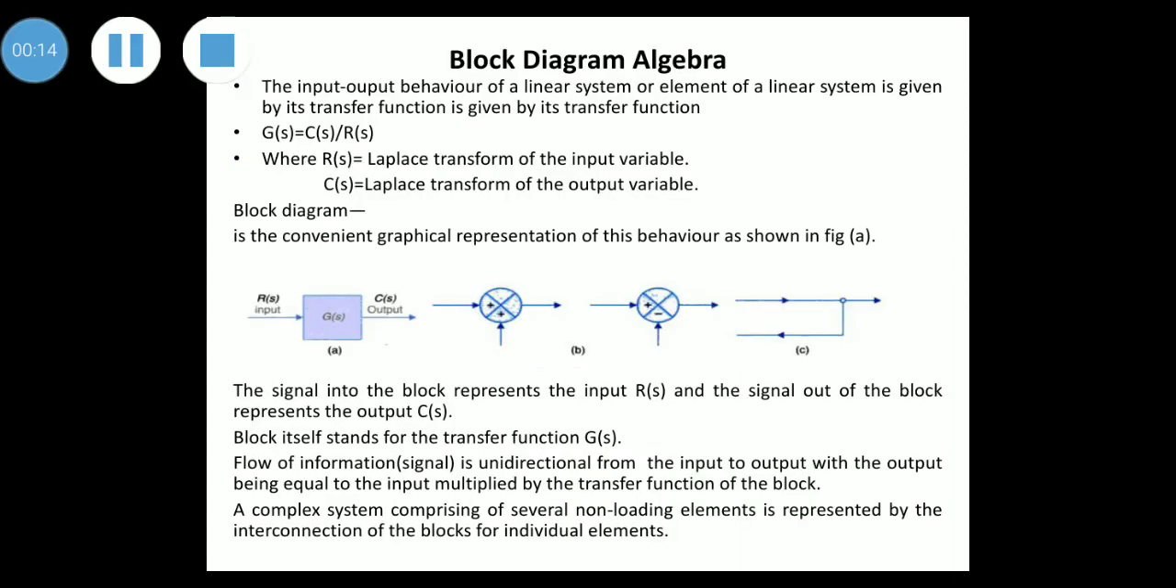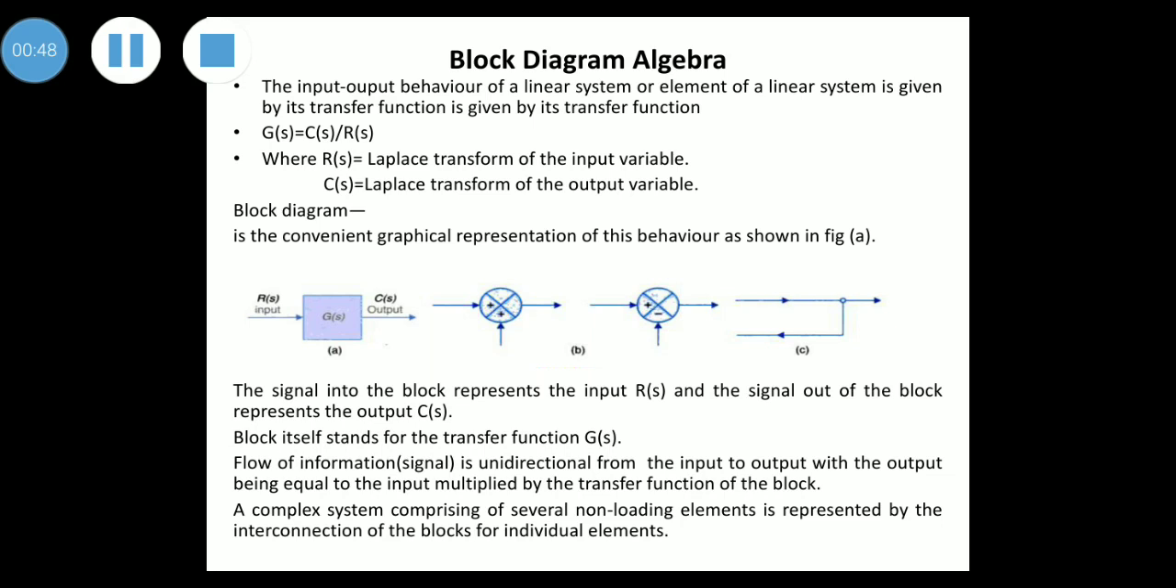Whatever is the input-output behavior of a linear system or element of a linear system is given by its transfer function G(s) = C(s)/R(s), where R(s) is the Laplace transformation of the input variable and C(s) is the Laplace transform of the output variable.